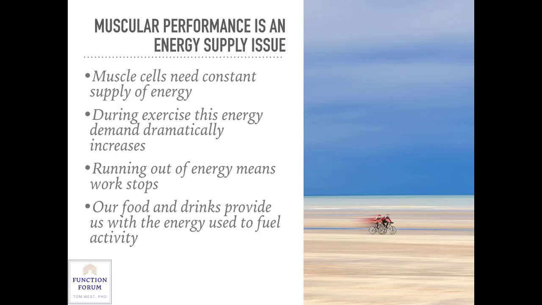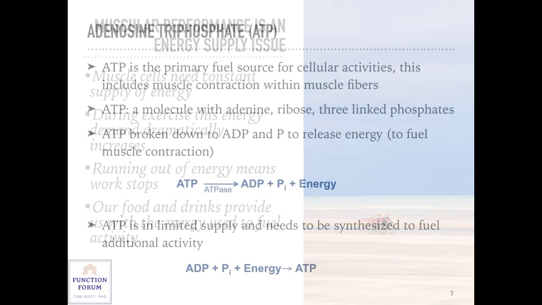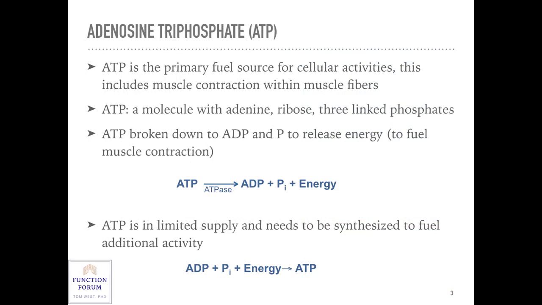Now, we get our energy for muscle activity from the food and the drink that we bring into our body. And this is going to be utilized to fuel this muscle activity. However, there are some other steps involved. The primary molecule that is utilized for fueling cellular activity is ATP. ATP, also known as adenosine triphosphate, is the fuel. It's the molecule that will provide the energy for nearly all cellular activities, including skeletal muscle contraction.